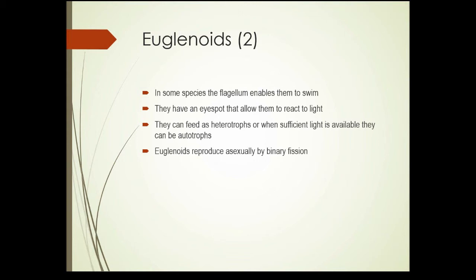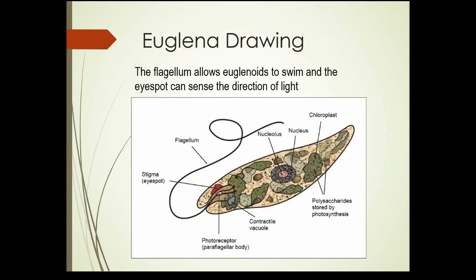They can feed as heterotrophs, meaning that they can feed on other organisms. They can eat smaller organisms like blue-green algae. But if there's sufficient light available, they can also be autotrophs, meaning they can manufacture their food from sunlight, water, and carbon dioxide. They reproduce asexually by binary fission. The cells simply split into two cells, and each cell grows into a new single-celled adult.